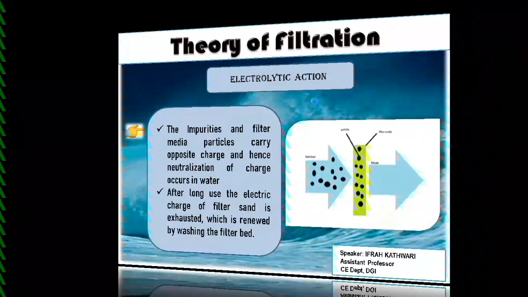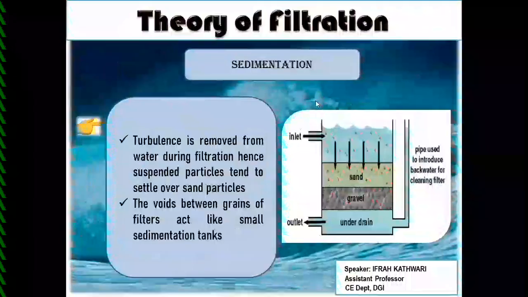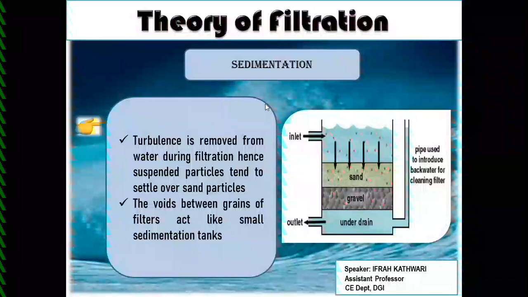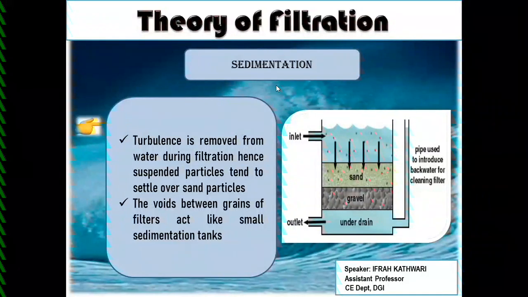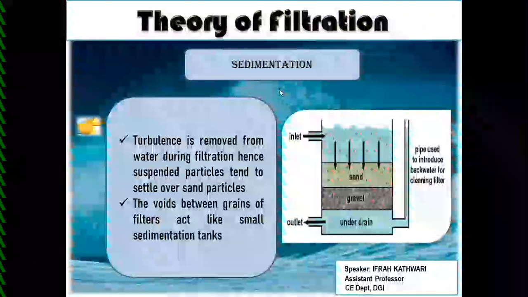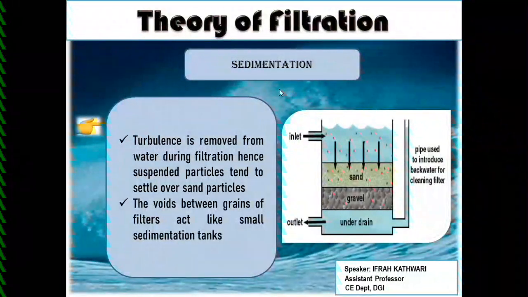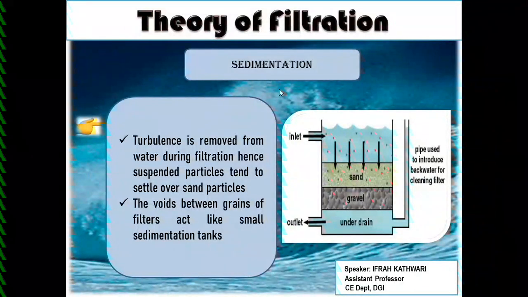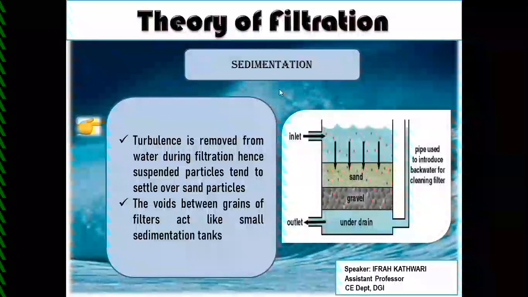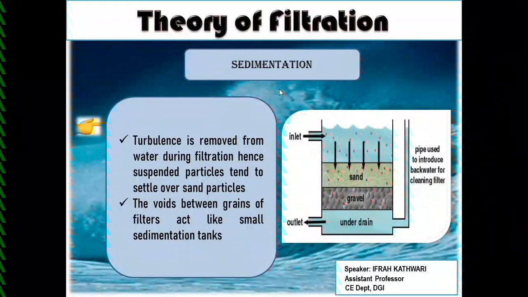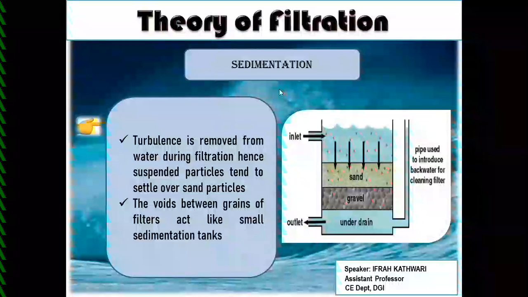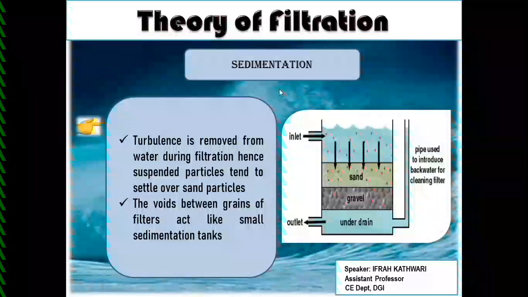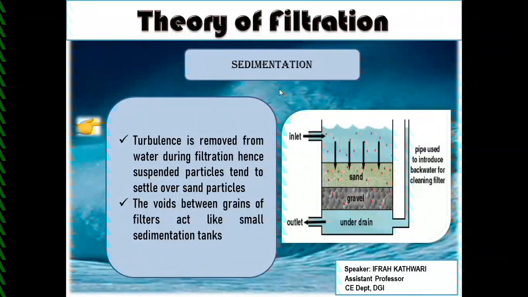The next thing that we have is sedimentation. Now, what happens in sedimentation? It's one of the actions that take place during the process of filtration. I talked about turbulence in coagulation. We need turbulence in the coagulation process because of the mixing, but in the sedimentation process we don't need any turbulence. We need water at rest. So whenever we remove the turbulence from water, the suspended particles will tend to settle down.